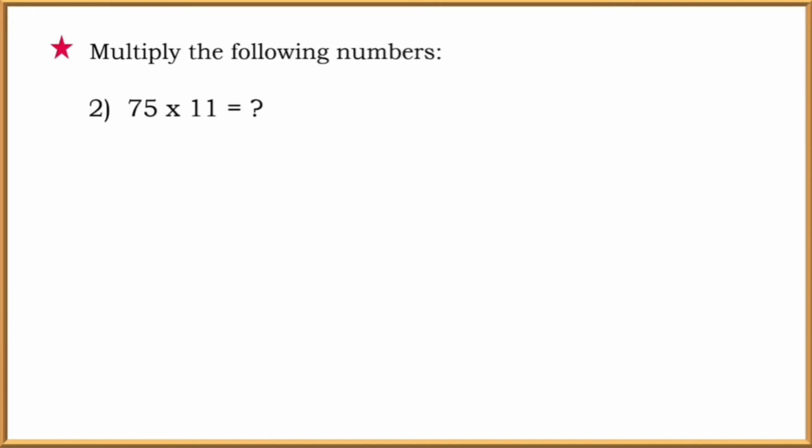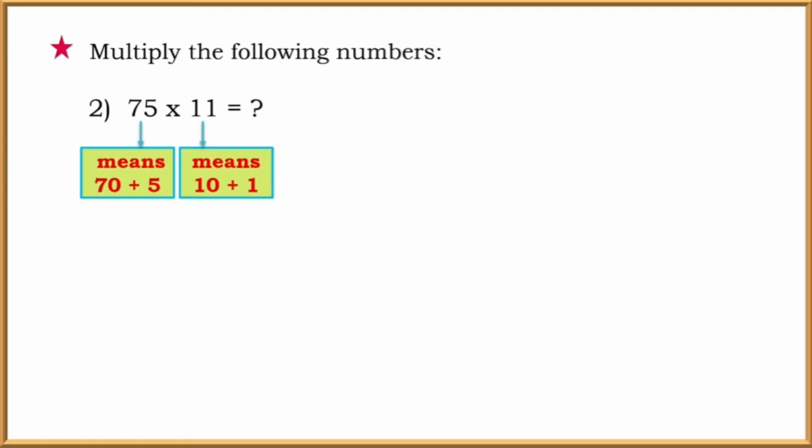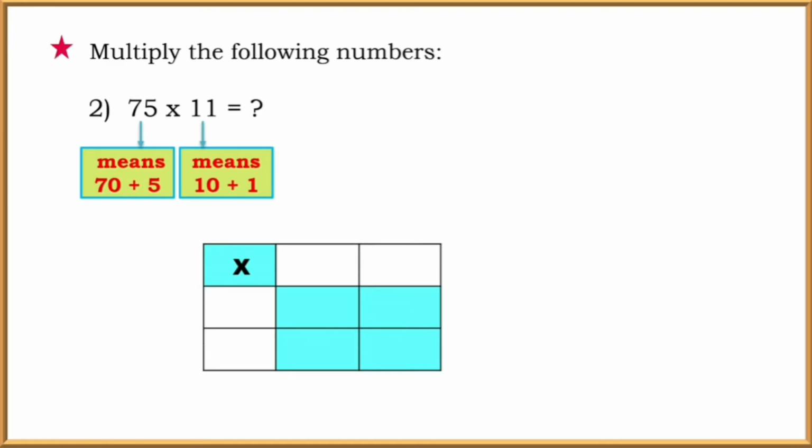Now let us take one more example, that is 75 multiplied by 11. So 75 means 70 plus 5 and 11 means 10 plus 1. Now let us draw one grid to write multiplicand and multiplier. So here 75 is the multiplicand and 75 means 70 plus 5 and 11 is the multiplier. That means 10 plus 1.